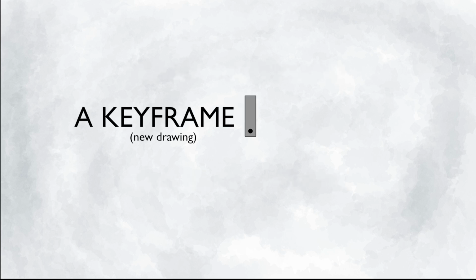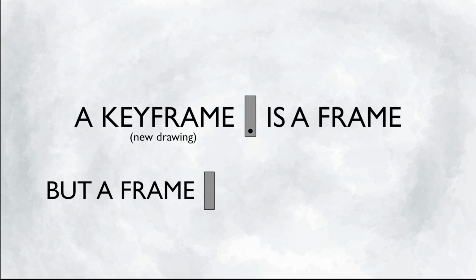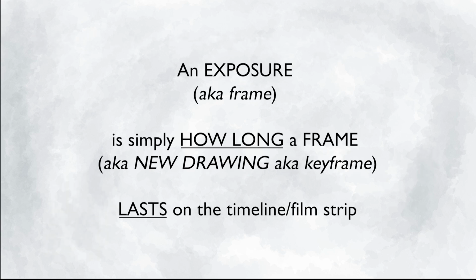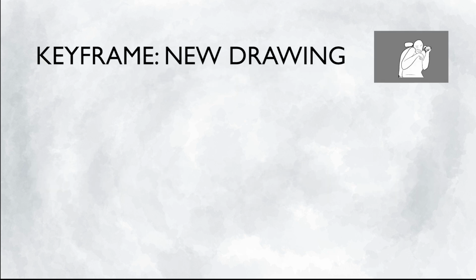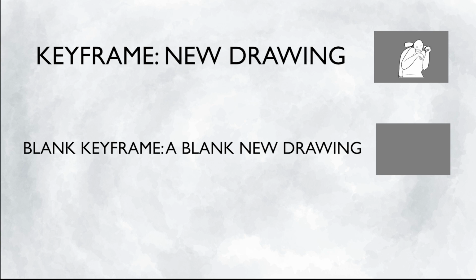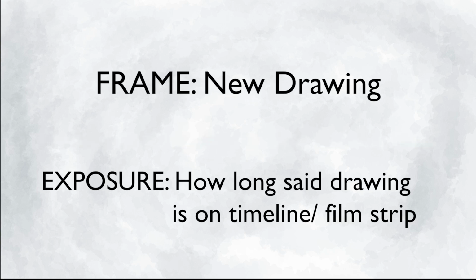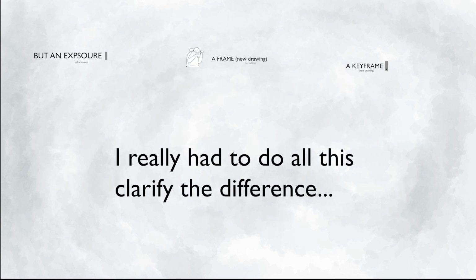A keyframe is a frame, but a frame is not a keyframe, because a frame is by default one exposure, but an exposure is not a frame. An exposure is simply how long a frame lasts. Does that make sense? And then there's also a difference between a keyframe and a blank keyframe. So a keyframe is a new drawing. A blank keyframe is a blank drawing, and a frame is one exposure. This is why I prefer frame and exposure, because frame, you know, is a new drawing, and exposure is just how long it lasts. Versus keyframe and frames, it gets kind of muddied up, but it just is what it is.